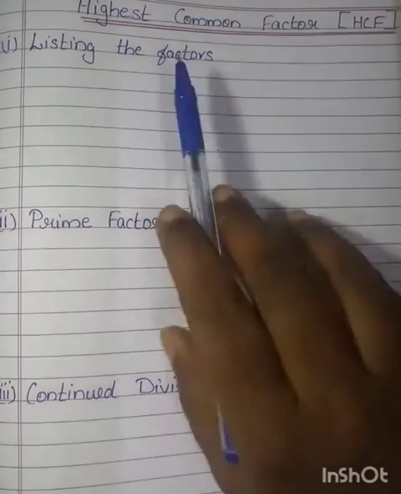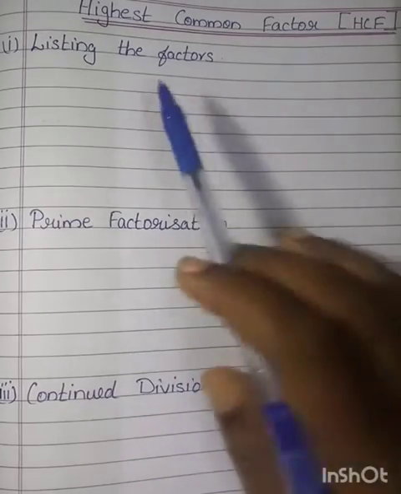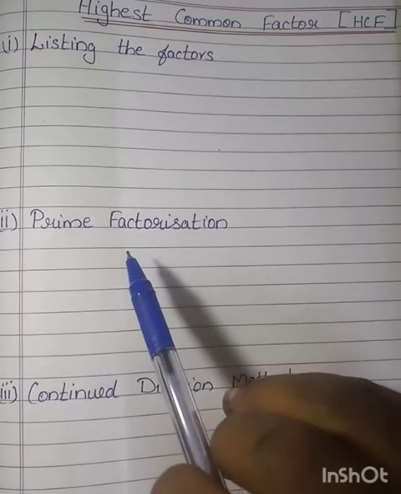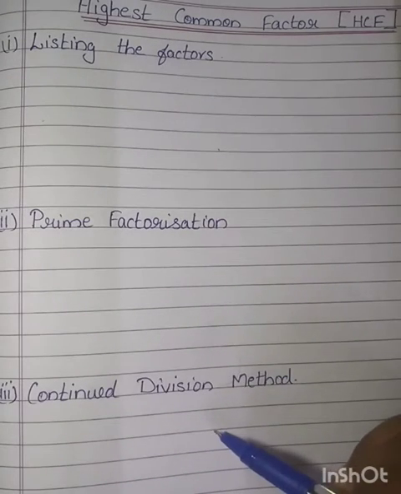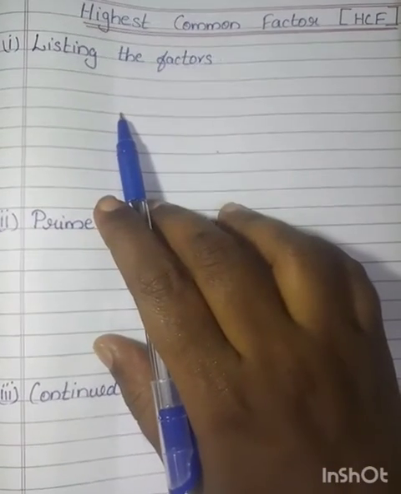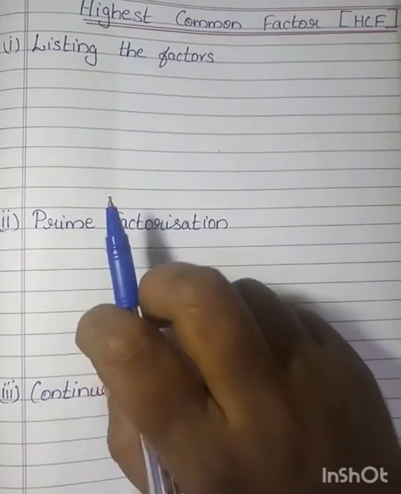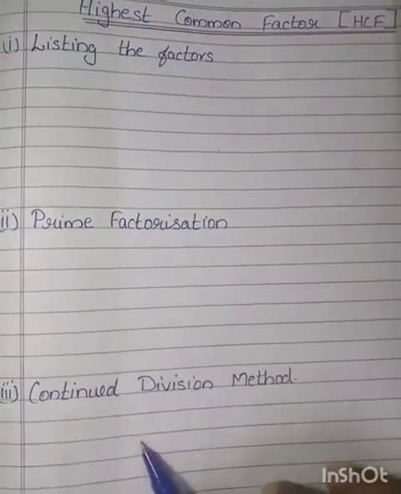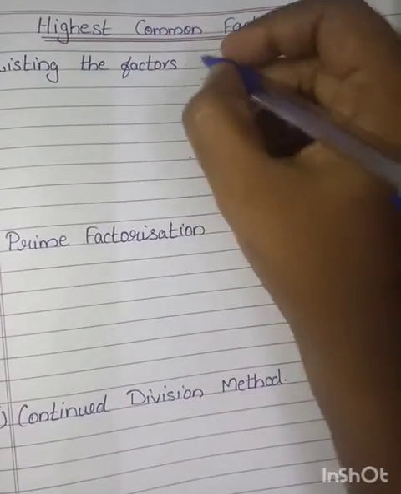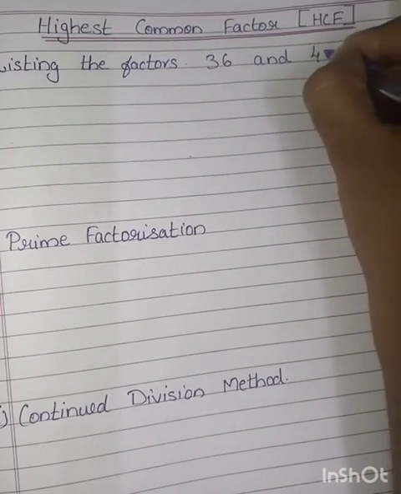So basically HCF, that is the highest common factor, can be done through three different ways. First way is listing the factors, second way is prime factorization method, and the third way is continued division method. So let us discuss the first method, that is listing the factors. In this video we will take one common example and do it in these three different methods. Let us do it for the numbers 36 and 45.